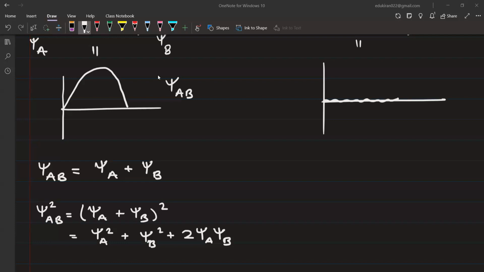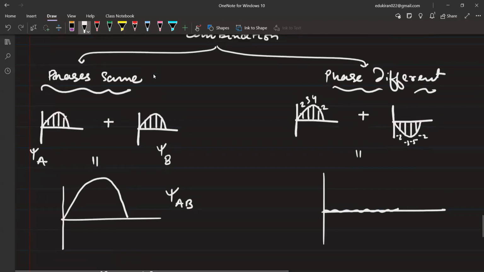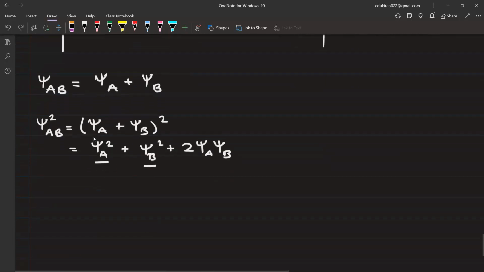Now, when we are squaring anything, psi square A and psi square B is expected. If I squared these individually, we would have got only psi square A and psi square B. But because the combination is happening and then there is a squaring, we are getting an extra element of 2 psi A psi B.